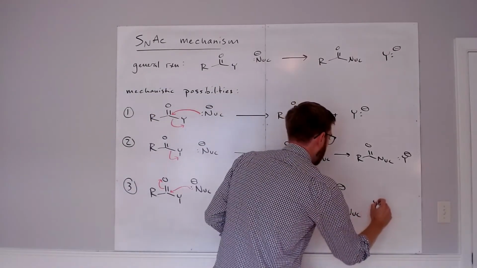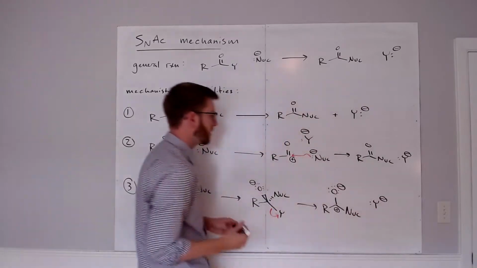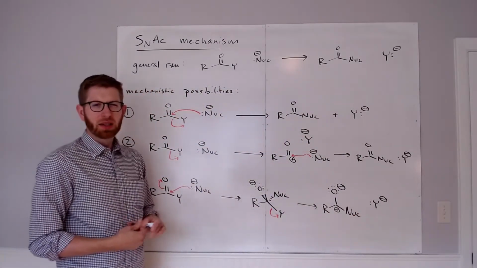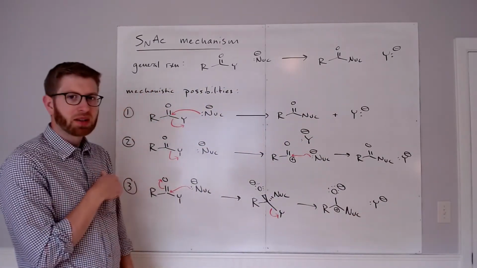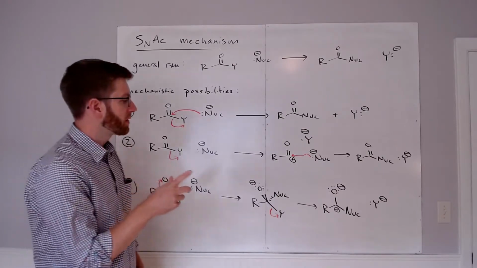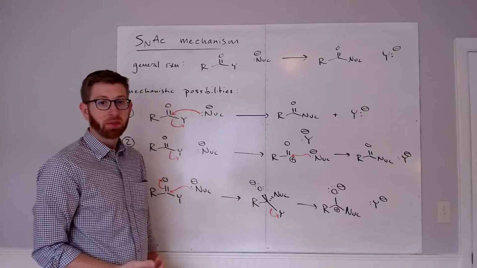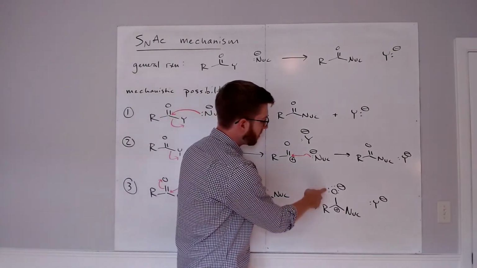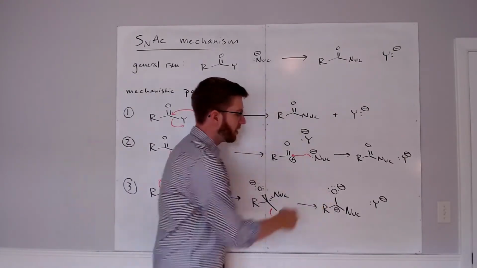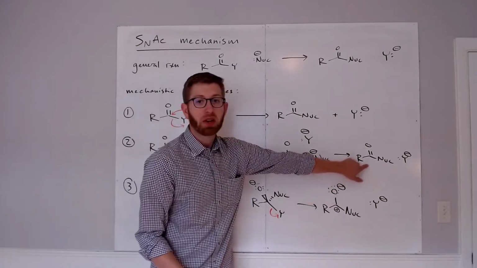And our Y group would be lost. So we're not exactly getting to the same products, are we, in this mechanistic step? But there's something I notice. This looks like the minor resonance structure of a carbonyl. If I actually took the lone pairs from this oxygen and put them into a pi bond here, I would have a carbonyl and have this structure here, right?